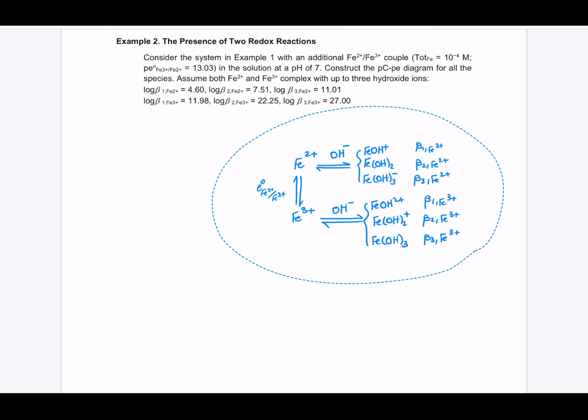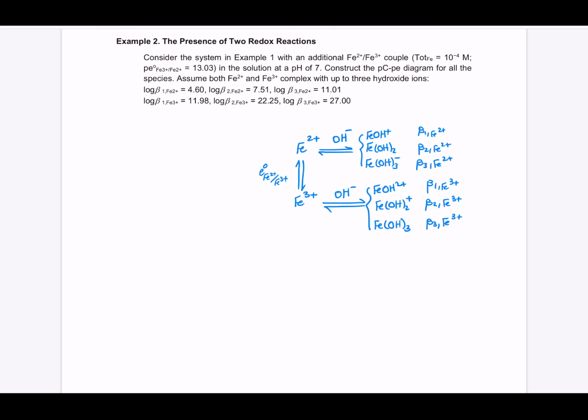Any other reaction that involves iron? Potentially, this could also precipitate. This could precipitate, but for this example, no more. So this is all the speciation for iron. But it seems in parallel, we have also speciation for HOCl.